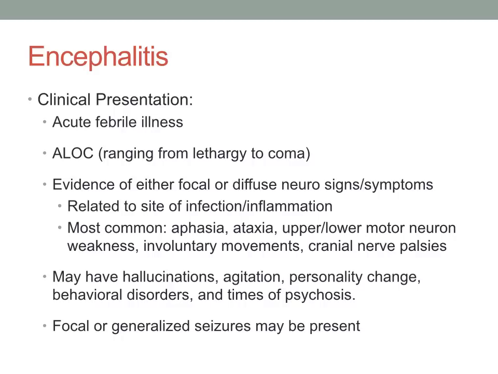But the most common symptoms that we typically see are aphasia and ataxia. You can have upper or lower motor neuron weakness. You can have involuntary movements. You have cranial nerve palsies. Those are the more common symptoms. But once again, it has to do with the specific area of the brain where the inflammation is taking place. Some patients can have changes in personality or hallucinations, which would typically be more involved with frontal lobe issues. Seizures can also happen. So you can see that there's a lot of similarities between encephalitis, viral meningitis, and bacterial meningitis.